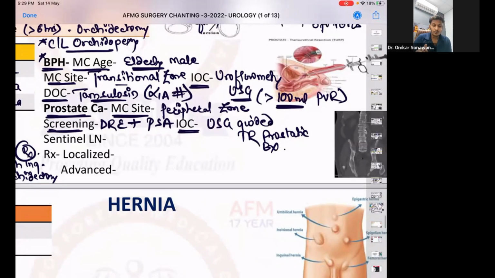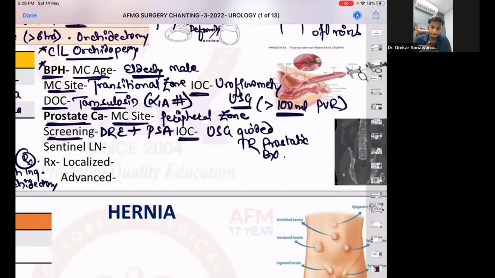Important, please tell me, what are the sentinel lymph nodes? Please remember the sentinel lymph nodes. The sentinel lymph nodes for prostatic cancer are the obturator lymph nodes.